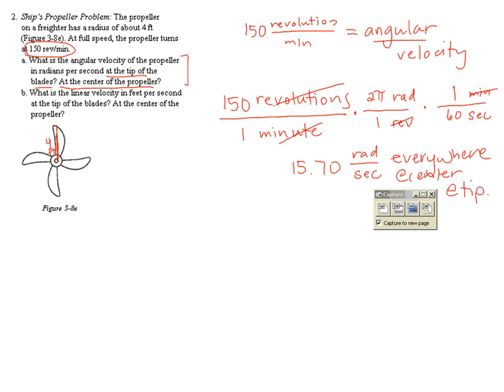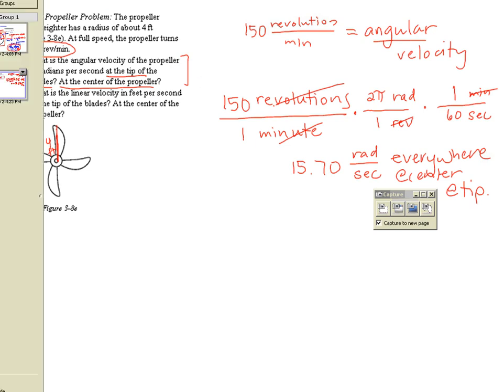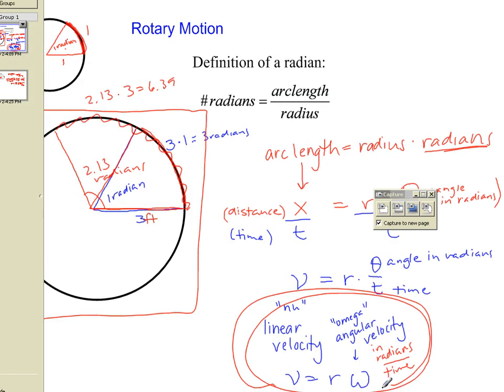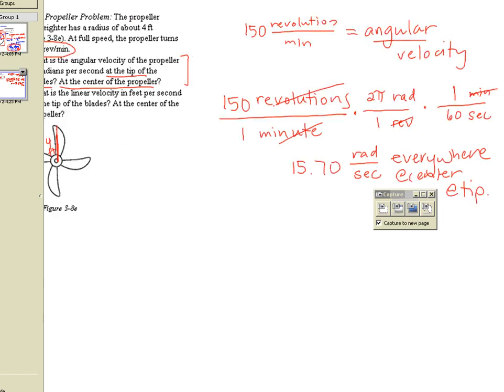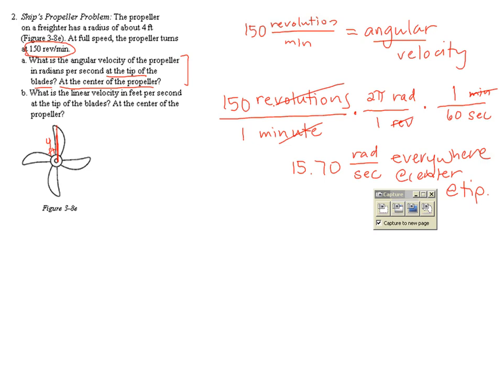Okay. So part B. What is the linear velocity in feet per second at the tip of the blades? Okay, so I have an angular velocity, and now I need linear velocity. So that's telling me that I need to go back and look at my important equation, nu equals r omega. So I'm going to write my new equation, nu equals r omega. Let me get rid of this little thing. It's kind of in the way.